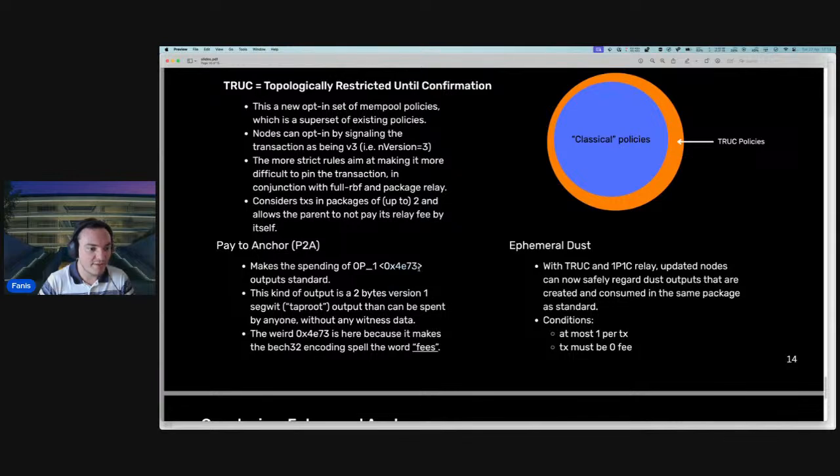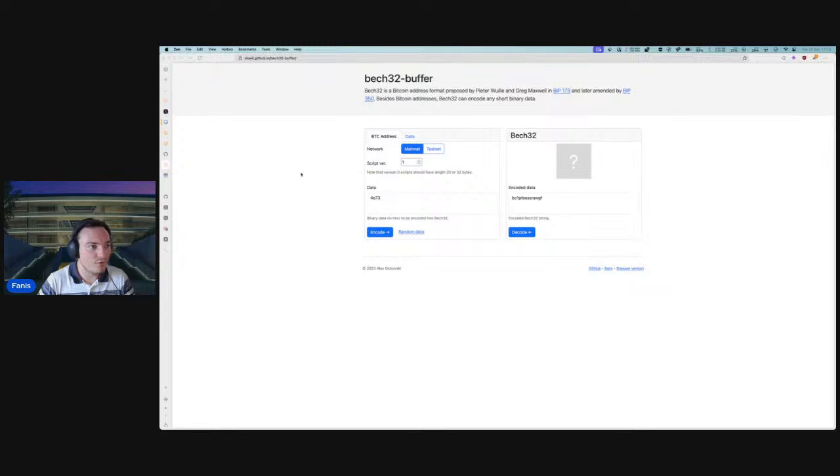So it's a 2 bytes hexadecimal number. And if you go to this website, slowly.github.io/base32 buffer, it basically lets you input any data, a script version. Here we need version 1 because we are using SegWit version 1, aka taproot. And as you notice, it says that for version 0, native SegWit, the script should have length 20 or 32 bytes.